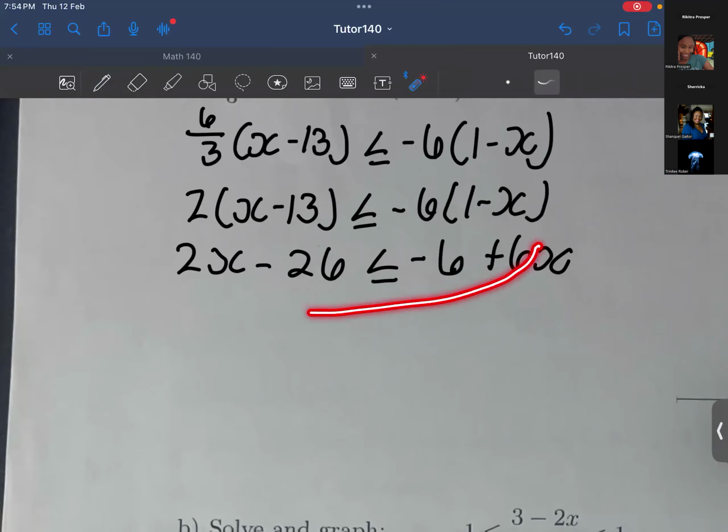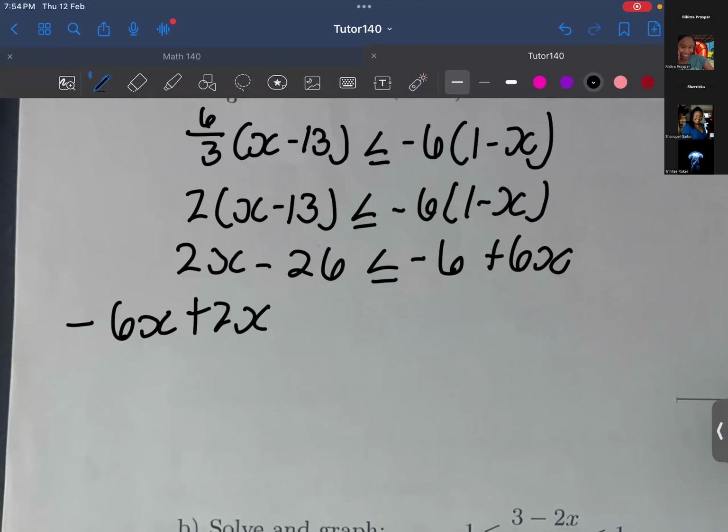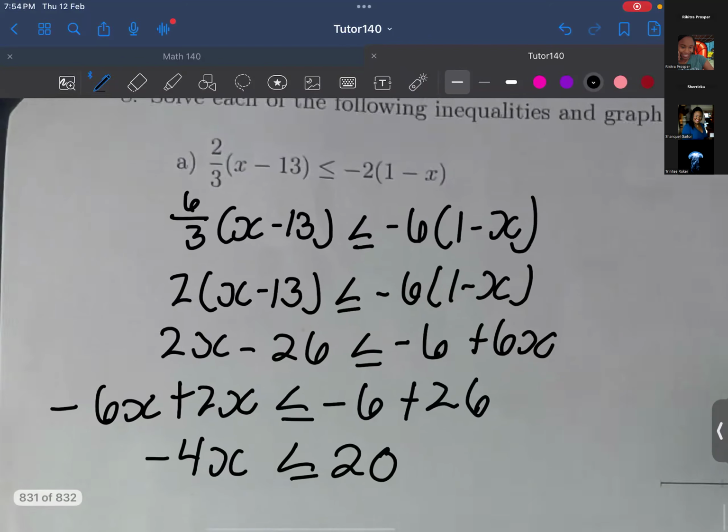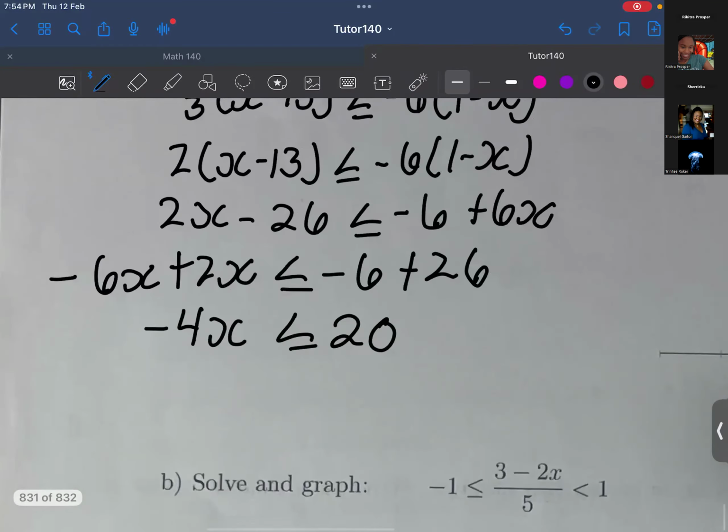I'm going to send the 6x over. That's going to give us negative 6x plus 2x. I'm going to send this 26 over. Less than or equal to, that's going to give us negative 6 plus 26. Now we're going to have negative 4x, because negative 6 plus 2 is negative 4, less than or equal to 20. Negative 6 plus 26 is 20.